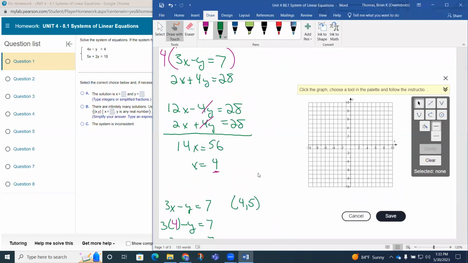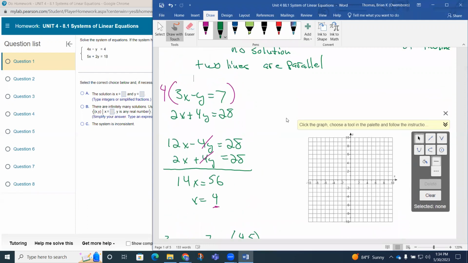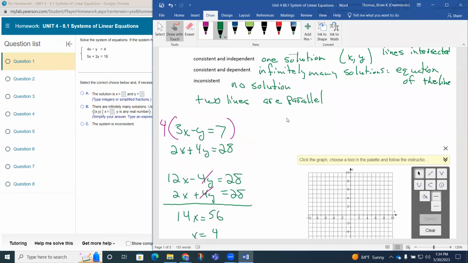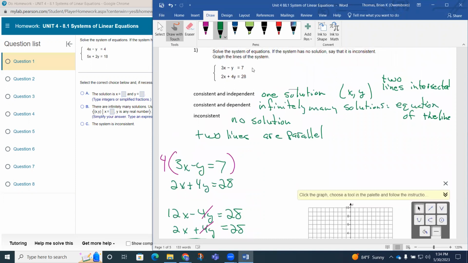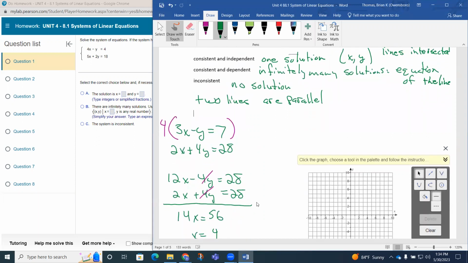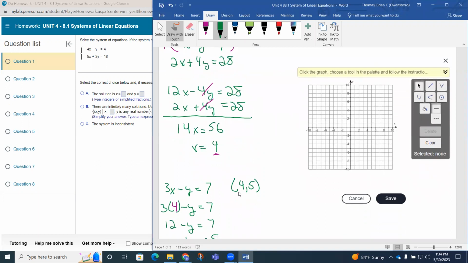So if I want to graph these two lines, we're going to be using the line tool. To graph the lines, basically what you need are 2 points. So if I look at the first equation, I have 3x minus y equals 7. We already know one of the points is 4, 5. So all we have to do is graph the 4, 5. So 4, 5 would be located here.